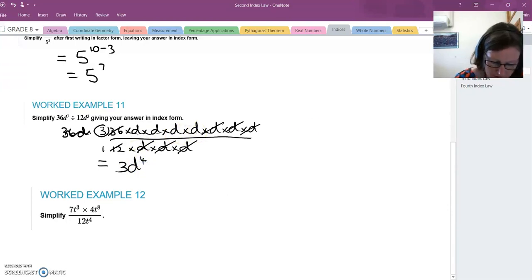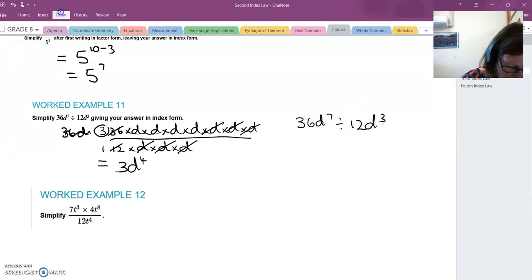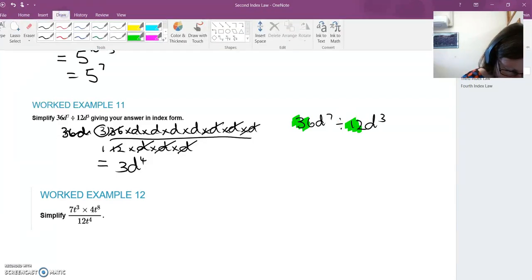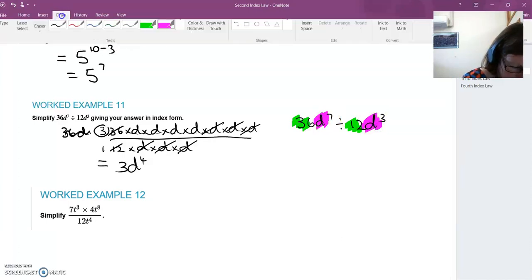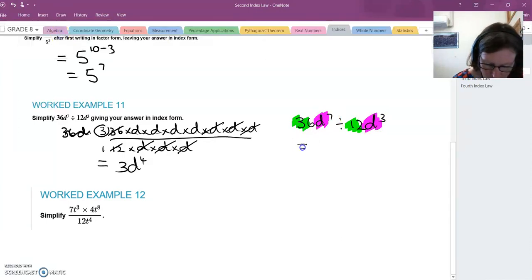So let's look at the quicker way to do this using our index law 2. What I do is I look at my big numbers and I then look at my d's. So if I do that, I say 36 divided by 12 is 3, and with the d, same base, I subtract the indices, so it's 3d to the power of 4.